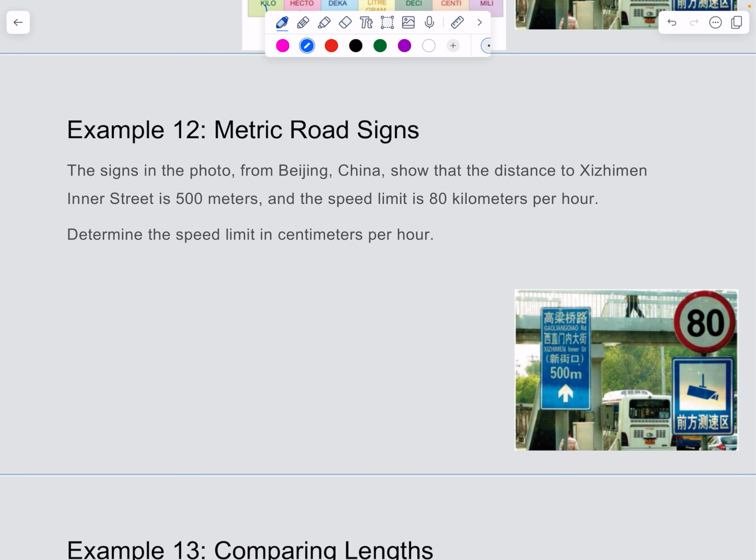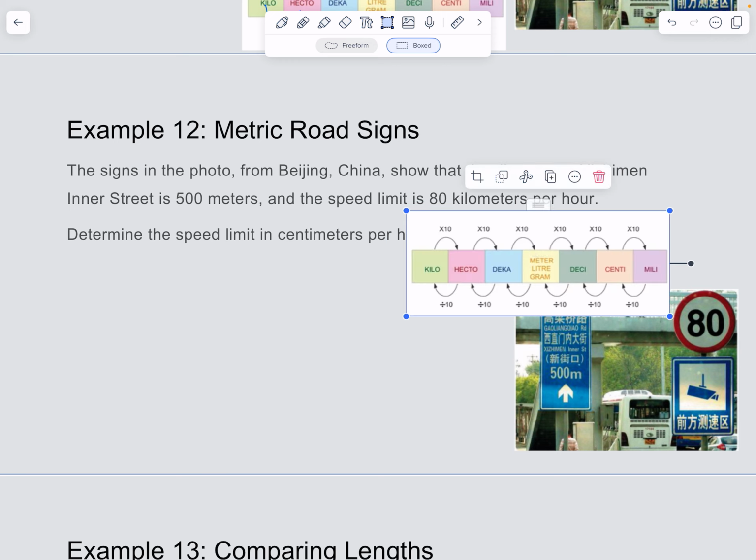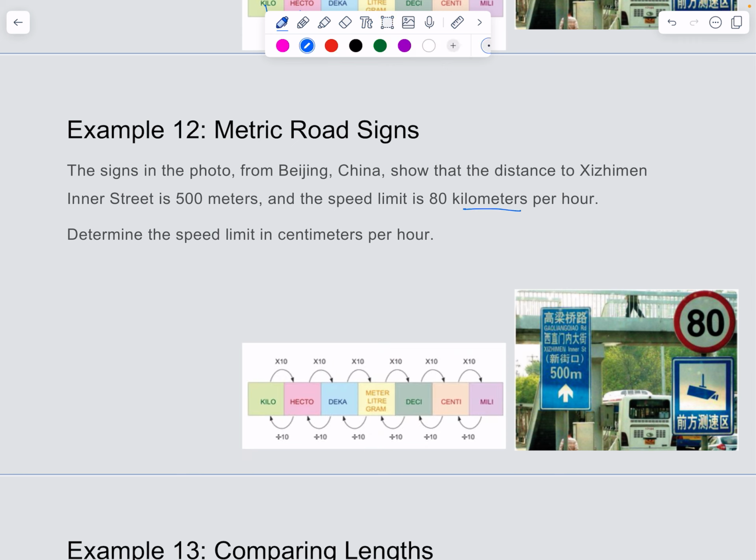Determine the speed in centimeters per hour. So right now we have kilometers per hour. We want it in centimeters. Kilometers to centimeters. 1, 2, 3, 4, 5. So we'll have 1, 2, 3, 4, 5. We're adding 5 zeros. So it's 8 million centimeters per hour. Lots of centimeters. But if you think about it, kilometers really far, centimeters really small.